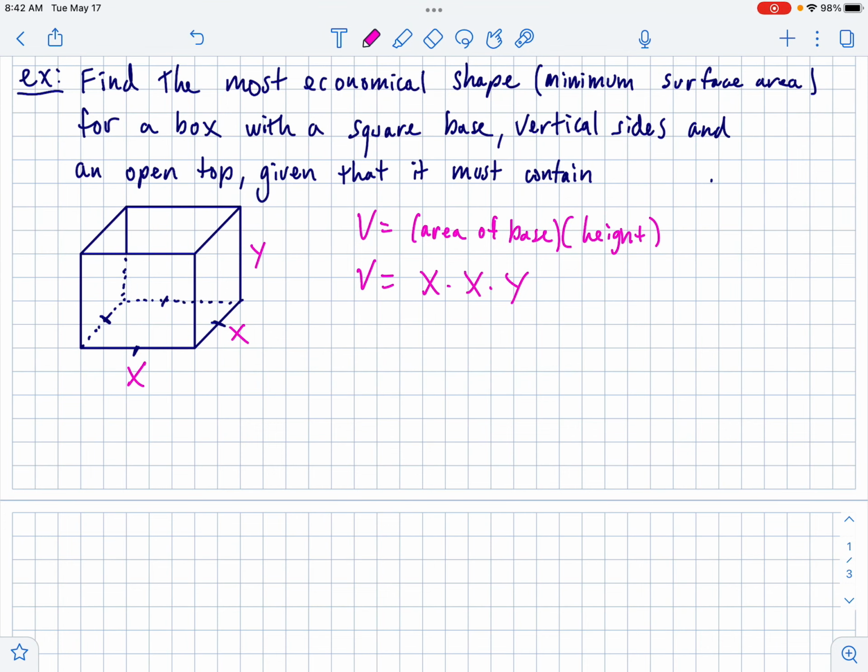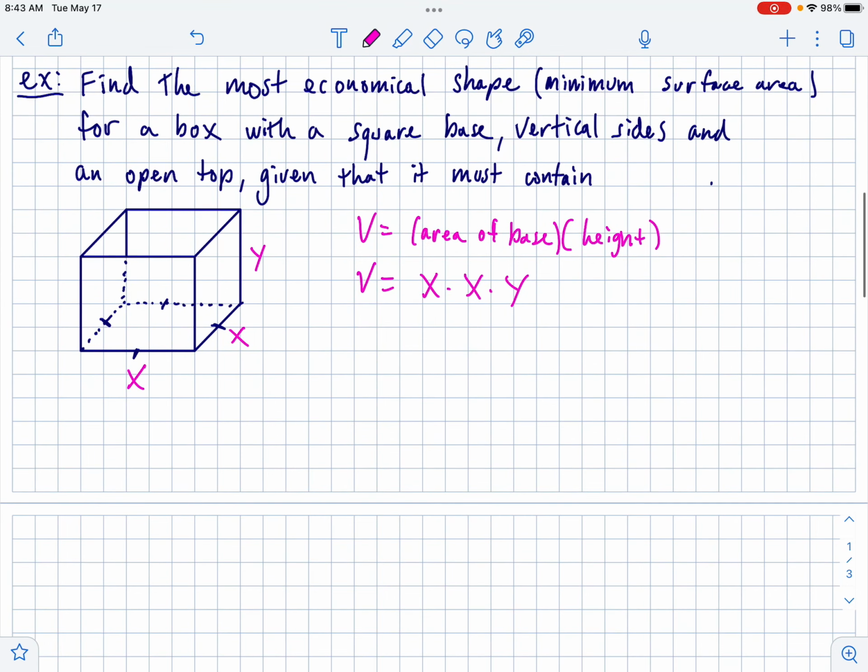I'm just going to change the original problem, and say that it must contain 4,000 centimeters cubed. What happened is they said that it should be 4 liters, and then they want to do everything in centimeters, so they do a unit conversion on the 4 liters to change it into 4,000 cubic centimeters, but we haven't focused on unit conversion too much, so I'm just going to make that 4,000 centimeters cubed.